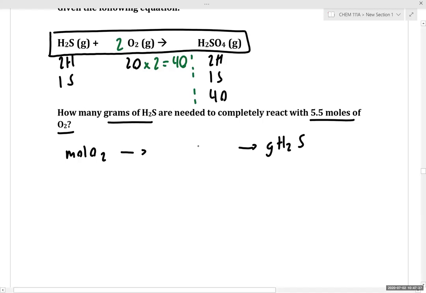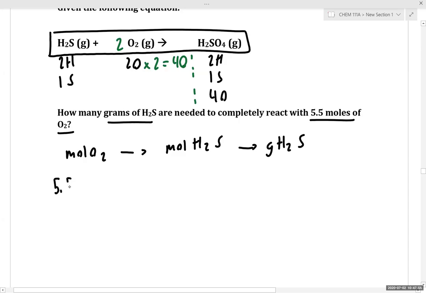What units are we going to go through? We're going from moles of oxygen, and we want to get to grams of hydrogen sulfide. Moles of hydrogen sulfide, exactly right. I always like to think about things in terms of the units.